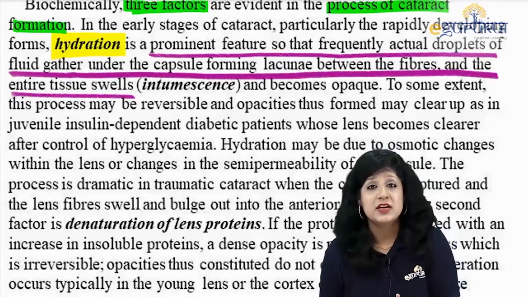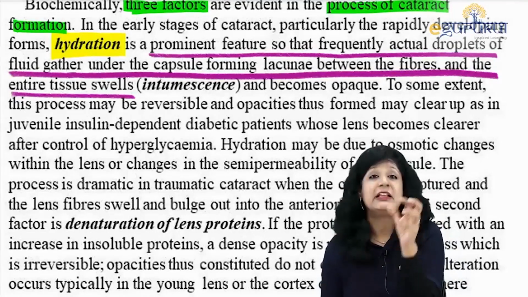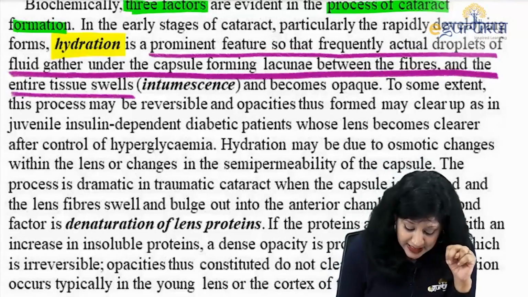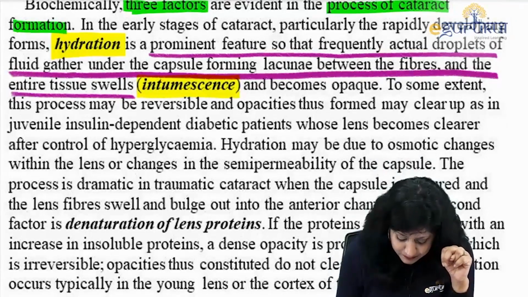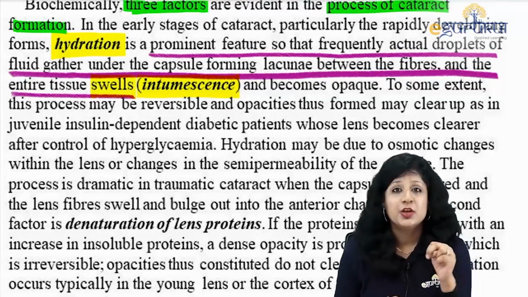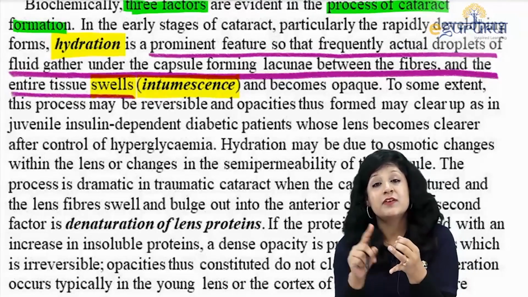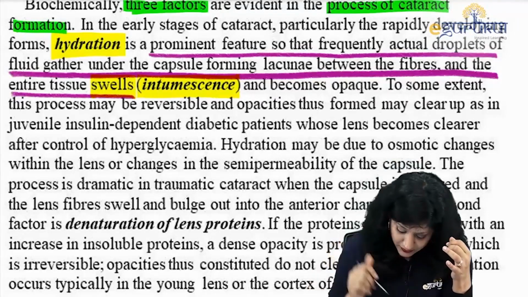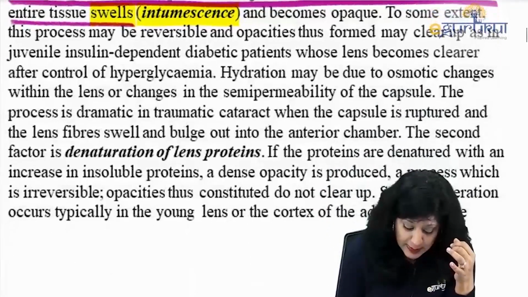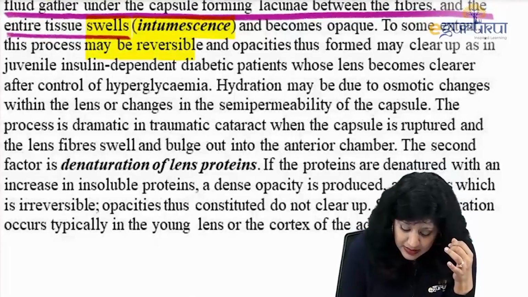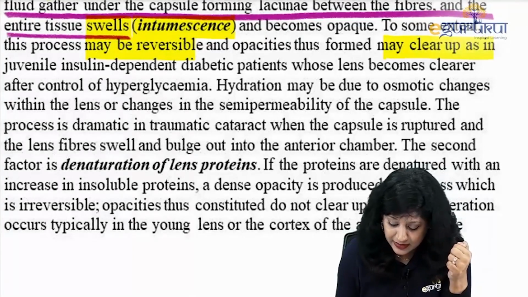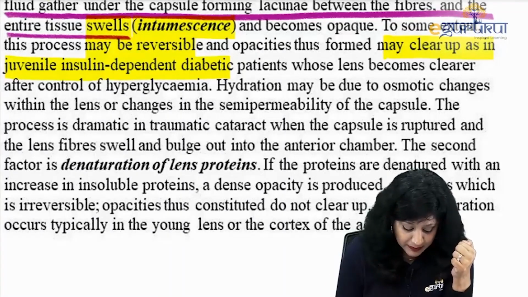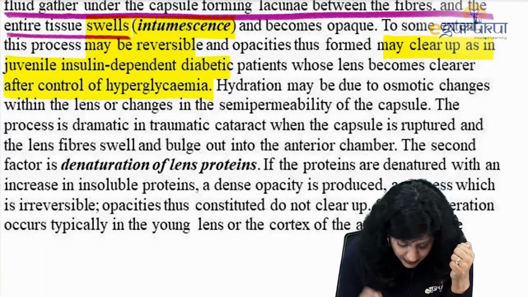This hydration was leading to the formation of the vacuoles between the lens fibers, and that is one of the common things. Second is your intumescence. Intumescence means swelling. So one is the hydration, due to which we have got the swelling of the lens, that is intumescence, and that is why it is becoming opaque, right? To some extent this process may be reversible, and opacities thus may clear up, as in juvenile insulin dependent diabetes, whose lens become clearer after the control of hyperglycemia.